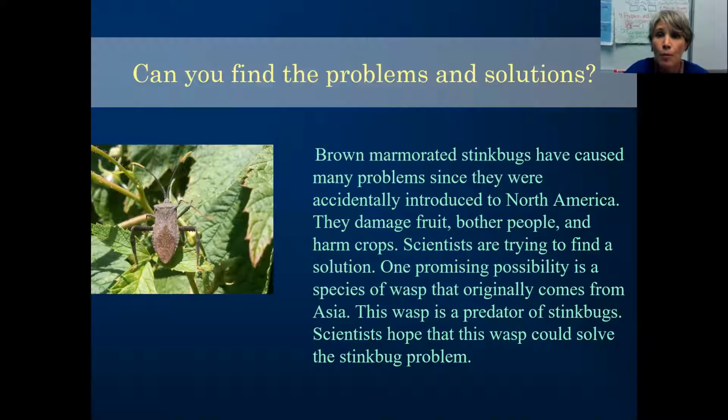Now, can you find the problem and solution in this paragraph? Brown marmorated stink bugs have caused many problems since they were accidentally introduced to North America. They damage fruit, bother people, and harm crops. Scientists are trying to find a solution. One promising possibility is a species of wasp that originally comes from Asia. This wasp is a predator of stink bugs. Scientists hope that this wasp could solve the stink bug problem. Now, a predator means it eats the stink bugs. So that would be good, to eat them and get rid of some of them at least.